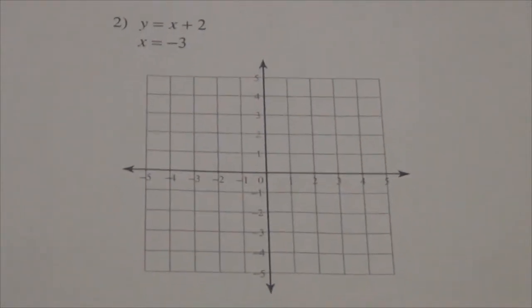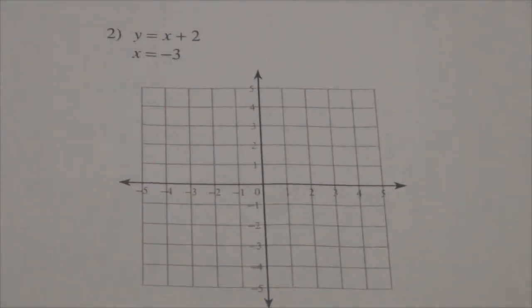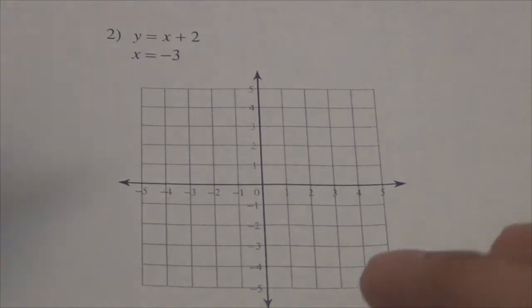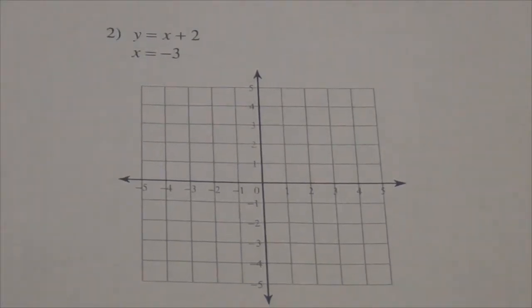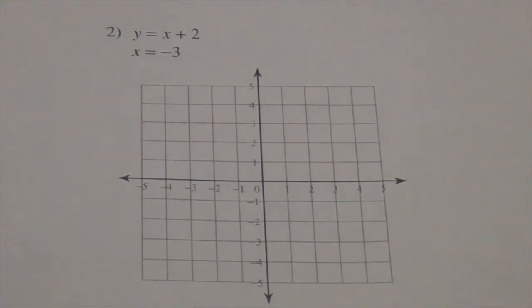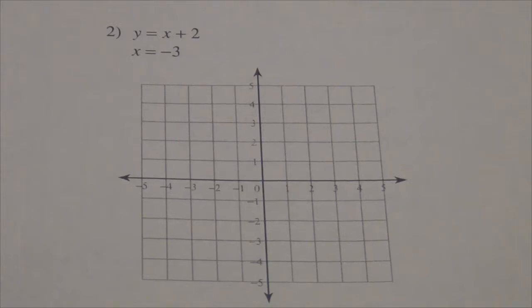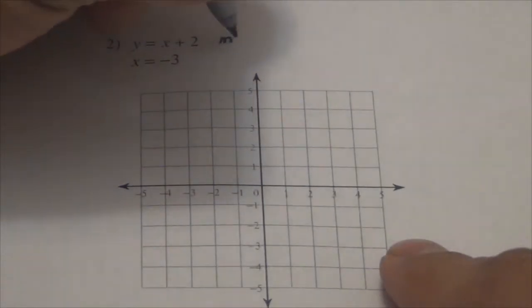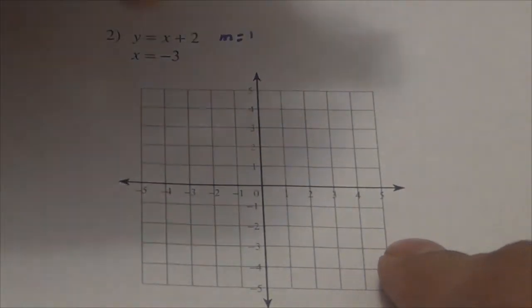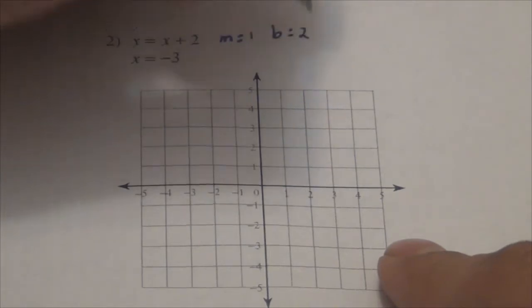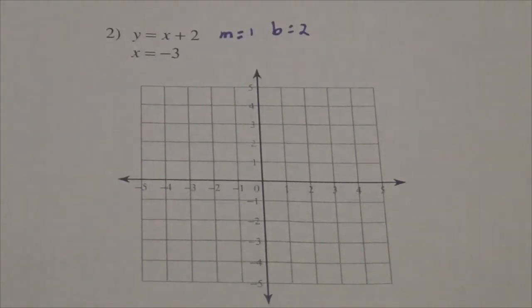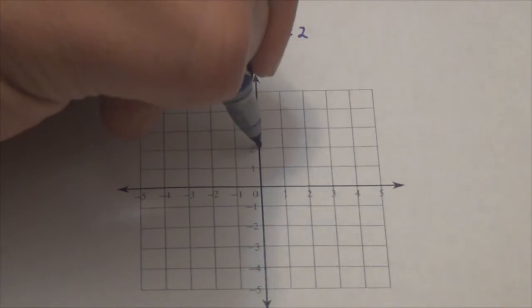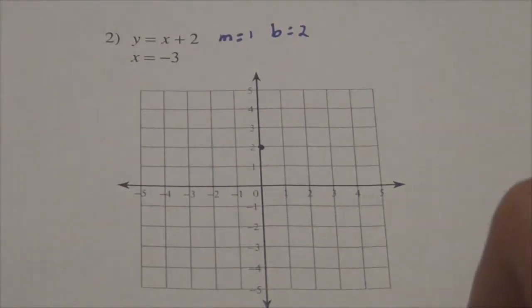This is number 2, and number 2 is going to be fun. Let's identify the slope and the y-intercept. The slope here is 1, and the y-intercept is 2. So I'm going to go to the y-intercept, which is 2, and now move according to the slope.